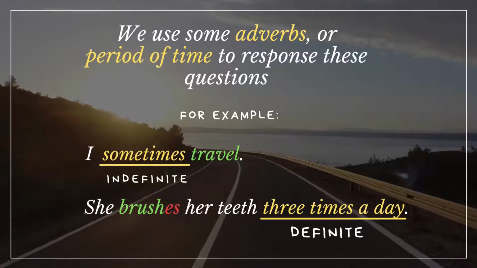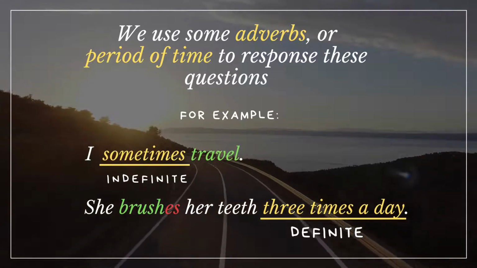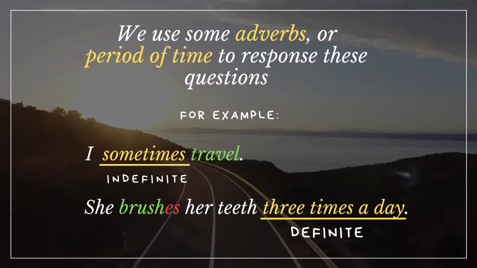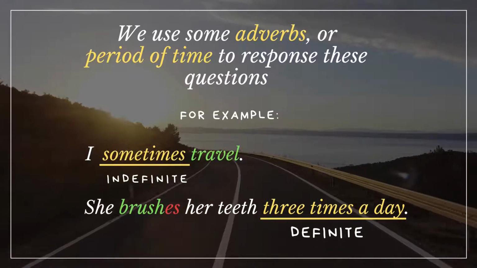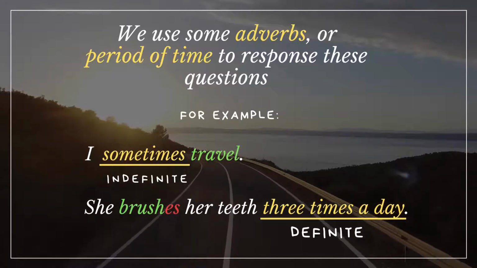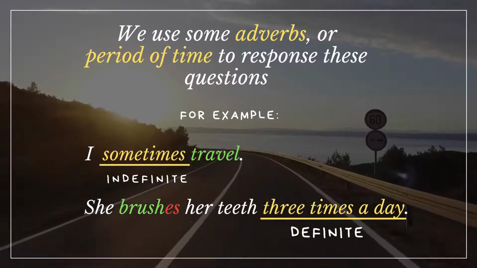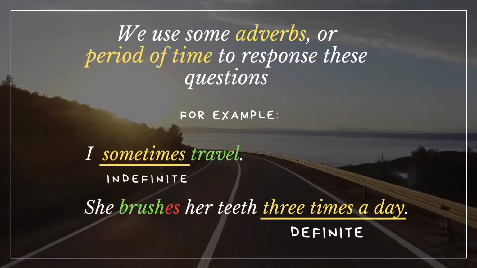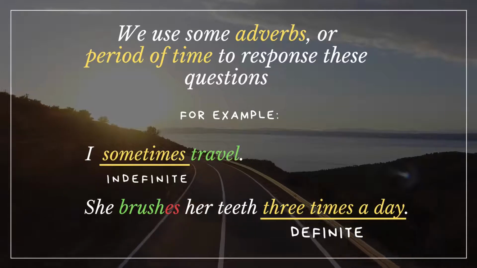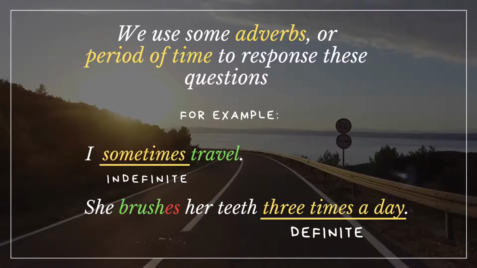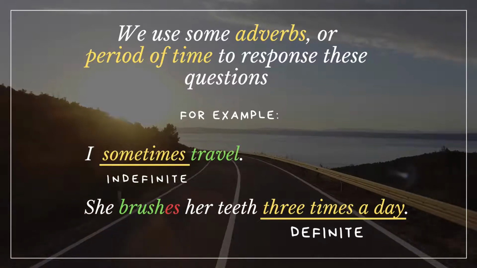For example, I sometimes travel. Sometimes shows an indefinite time. We do not exactly know a certain period. It's indefinite. She brushes her teeth 3 times a day. Here, 3 times a day shows an exact frequency.